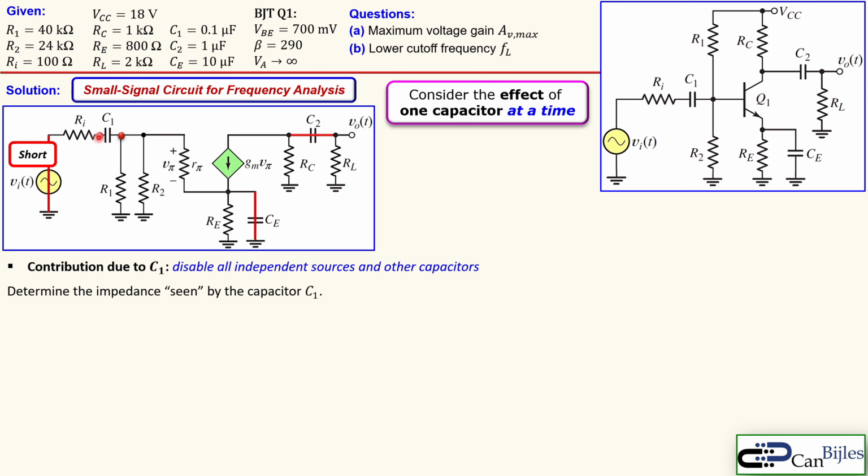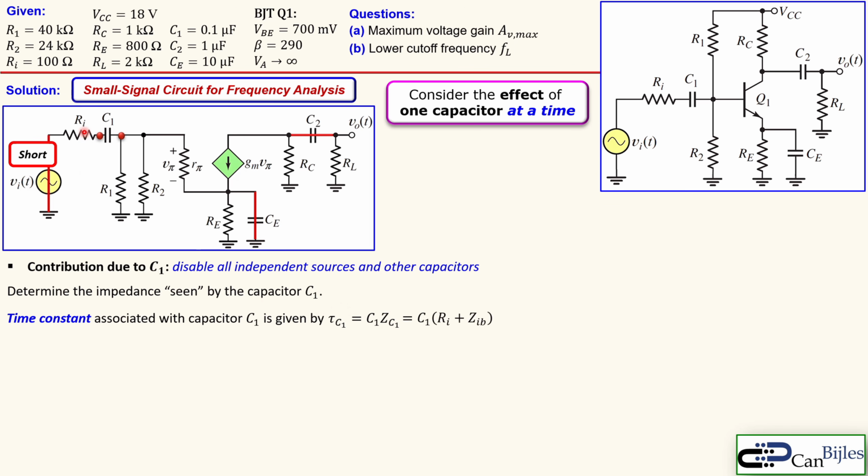So it's one hand looking at Ri, the other end looking at R1 parallel with R2 and parallel with this R pi. So the time constant associated with this capacitor C1 is then given by this expression: tau, time constant, C1, is C1 times the impedance seen by this C1. That is this Z sub C1.